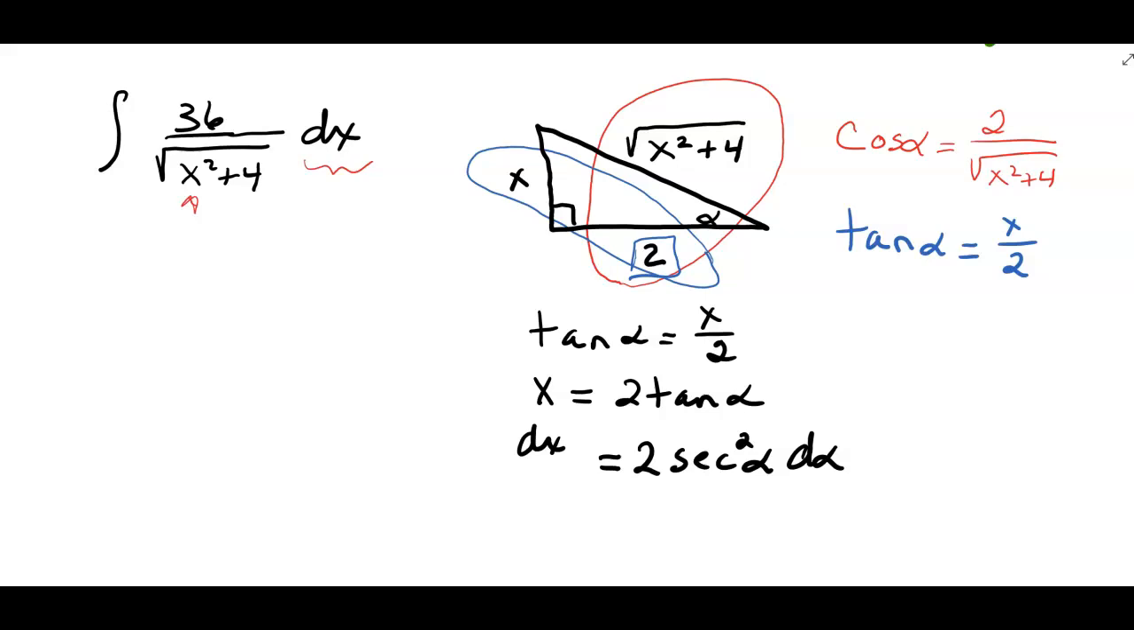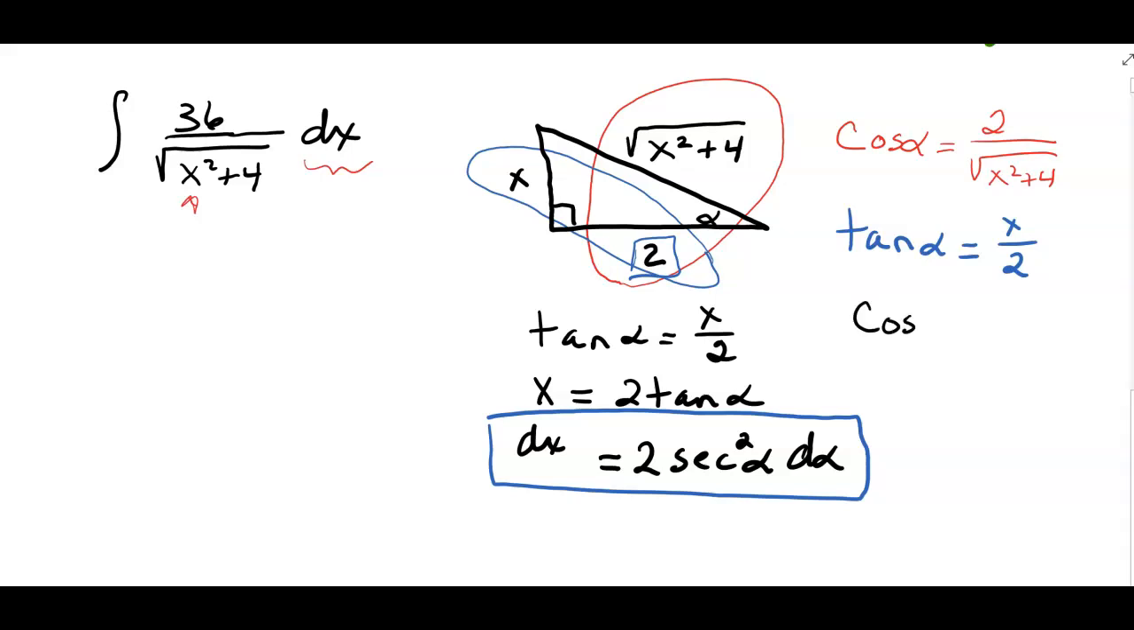What we've done now is been able to get a substitution for dx. Now let's use the other function, cosine alpha equals 2 over radical x squared plus 4.